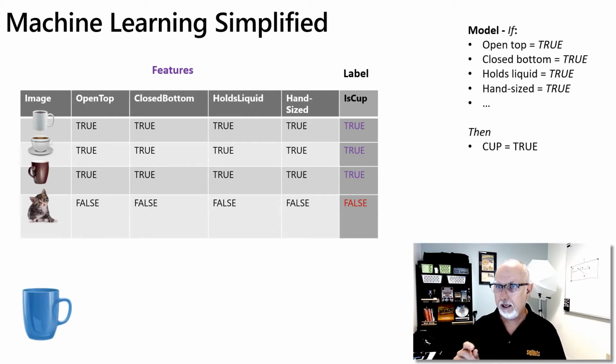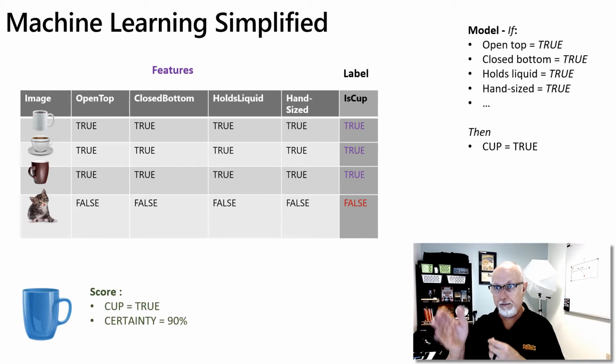Open top, true. Closed bottom, true. Holds liquid, true. Hand size, true. Now the interesting thing is this one's a different color and in a different orientation than our other tests that we ran or our training data. This is test data. Now we happen to know, the computer happens to know whether this is a cup or not, but we're going to see if our model is very good. And so it takes a look and it says, you know, it meets the model, but it's blue and it's slightly rounded, and some of them are and some of them are not. One is rounded, but it's brown, it's faced. I'm about 90% certain. And that's our score.